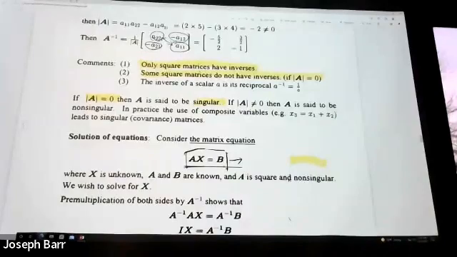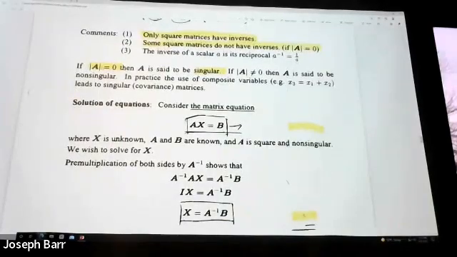Yeah, so only square matrices have an inverse. Otherwise, the determinant is 0. Some square matrices do not have an inverse because, if it's singular, if the determinant is 0, then even though it is a square matrix, it does not have an inverse. The inverse of a scalar is just the reciprocal. If it's 2, then the inverse of 2 is just 1/2.